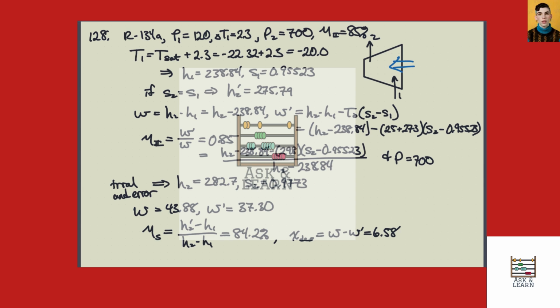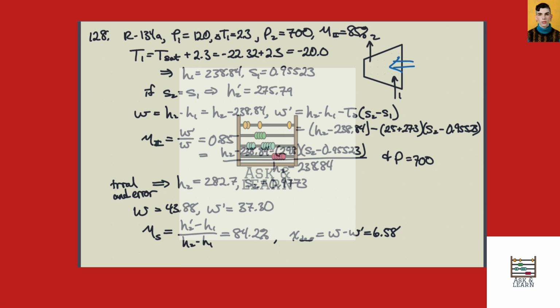Here we're trying to compress our R-134a that is initially at 120 kilopascals. We are told that it's superheated by 2.3 degrees Celsius, and then it leaves at 700 kilopascals. And we're told that the second law efficiency of this compressor is 85%.